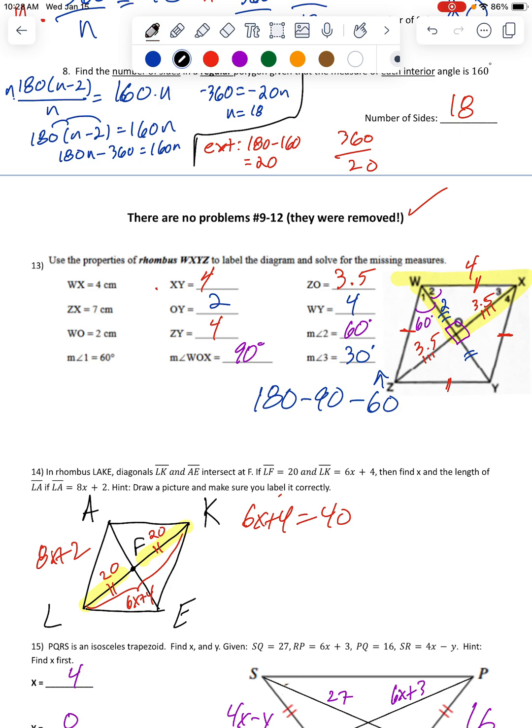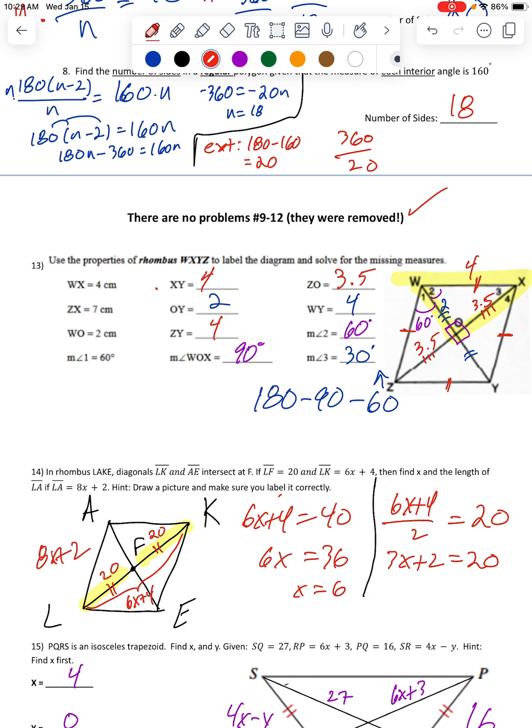Or I could say the whole diagonal is 6x plus 4 and half of it is 20, so I could divide 6x plus 4 by 2 and set that equal to 20. Then I would get 3x plus 2 equals 20. No matter what, you should get the same answer. Your answer for x should be 6. Oh, it's not plus. Okay, so x is 6.